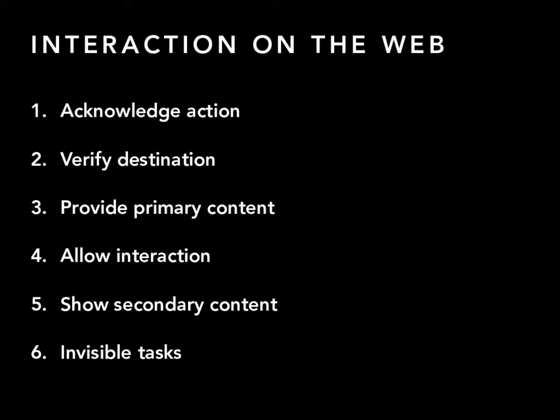The interaction on the page consists of this sequence of events where first we acknowledge that the user did click somewhere, right? Then we help them see that they landed where they expected to go. And then we show them the primary content, at least this is the happy path. This is how we want it to happen in that sequence. We want to show them the primary content, have them start looking at it, and then allow interacting with it as well.